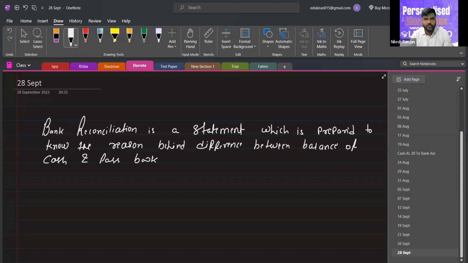I told you yesterday, in the previous class, that when we prepare our cash book and the bank prepares their passbook, and we receive a copy of the passbook or bank statement from our bank, and when we tally our cash book and passbook, then sometimes we see a difference between the balance given in these two books. So whenever we see a difference between these two books, then we try to find out the reason behind the difference. We try to resolve the differences.